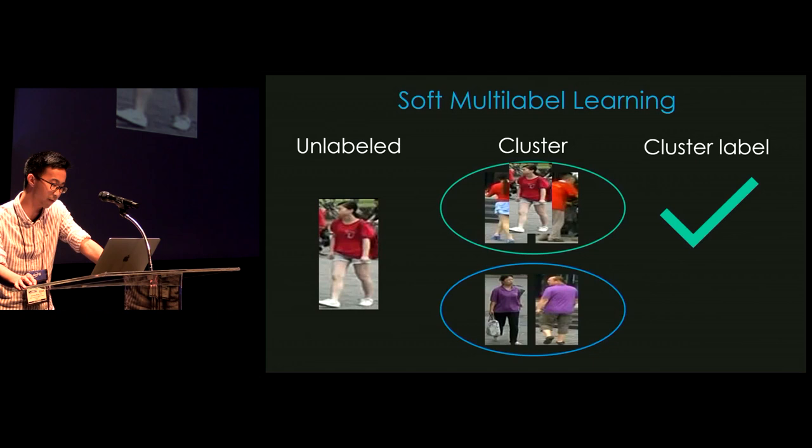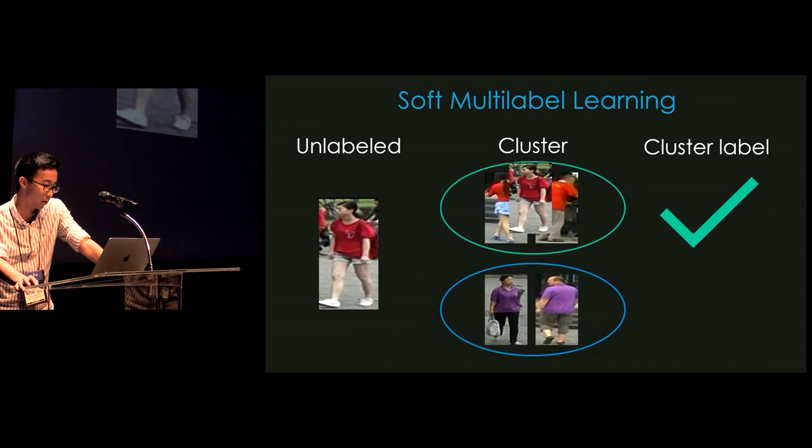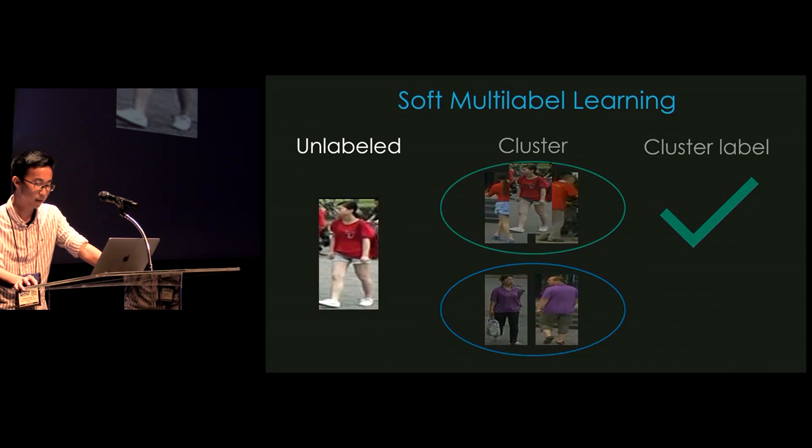However, this procedure ignores the fine-grained appearance differences among the cluster members because all the cluster members share a hard cluster label, while the fine-grained appearance differences are essentially important for person Re-ID because we need to discriminate those persons from the visually similar ones. Moreover, the cluster is less representative of any person and thus not interpretable nor stable.